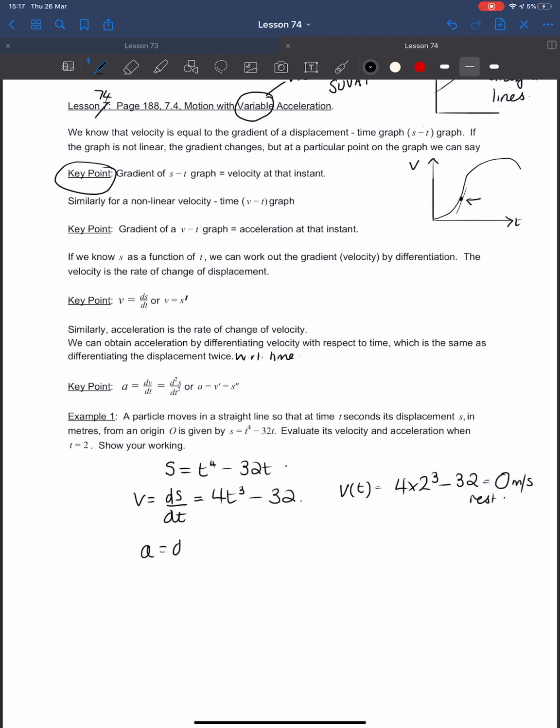Then the acceleration is dv by dt. So this is going to be 12t squared. For t equals 2, that's 12 times 2 squared, which is 12 fours, which is 48. Sorry, that's not velocity, that's acceleration, because we differentiate velocity, so 48 meters per second squared. So it's picking up speed quite fast actually.